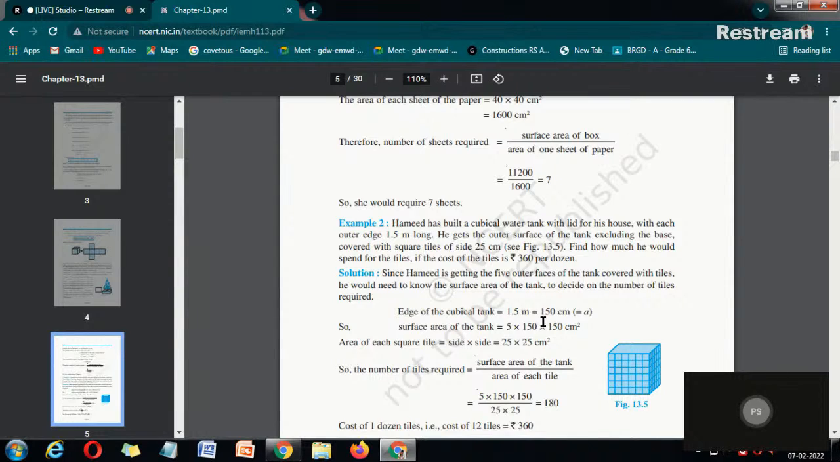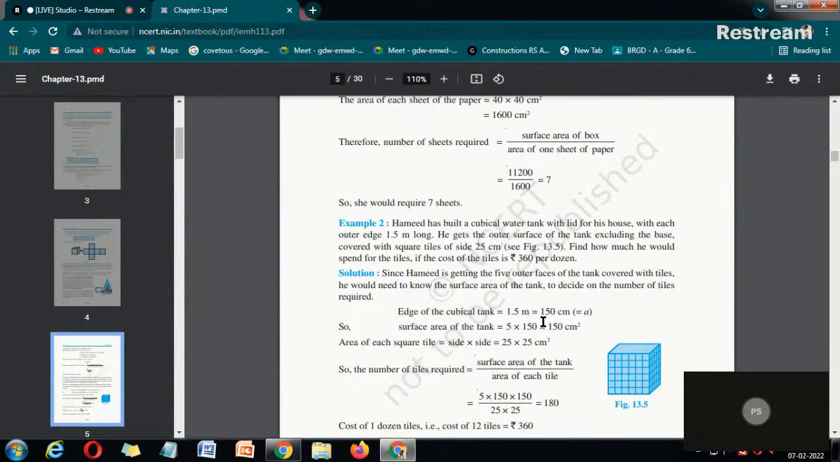Clear? Now till here it is clear, right? Here we have found the number of tiles we require, like the previous question where we found the number of sheets we require. Now the number of tiles we require. If the cost of 12 tiles, that is a dozen, equals 360 per dozen, now the cost of 180 tiles equals how much? This is the question.